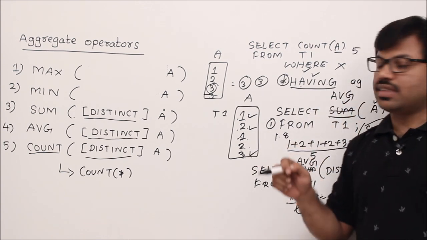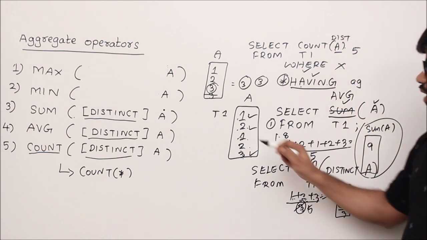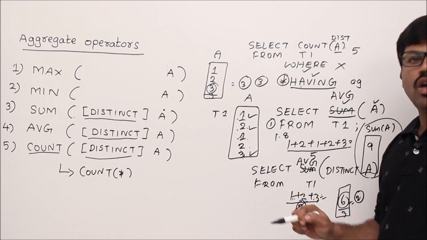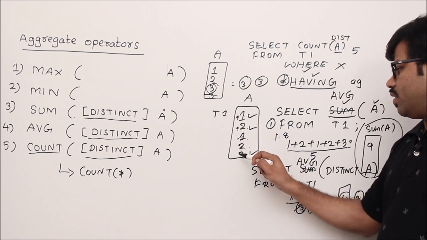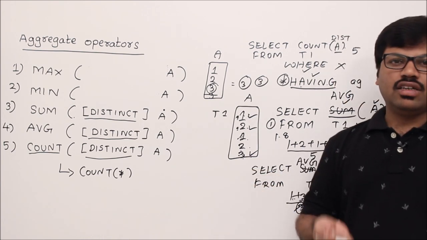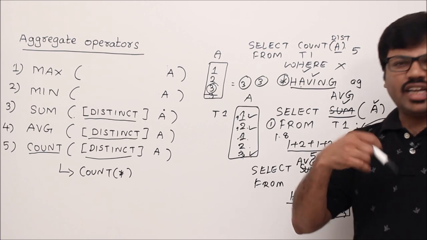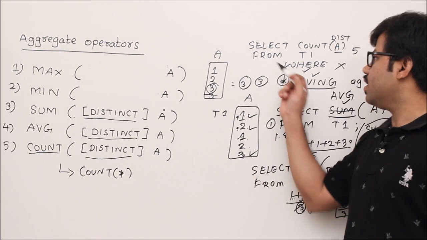If I write select count of distinct A here, then what happens? The number of distinct values will be counted. The number of distinct values is 1, 2 and 3, correct? So 3 is the answer. So easily we can understand that. Eliminating the duplicates will generally be time taking. If you really want it, you do it. Otherwise, don't simply write distinct.